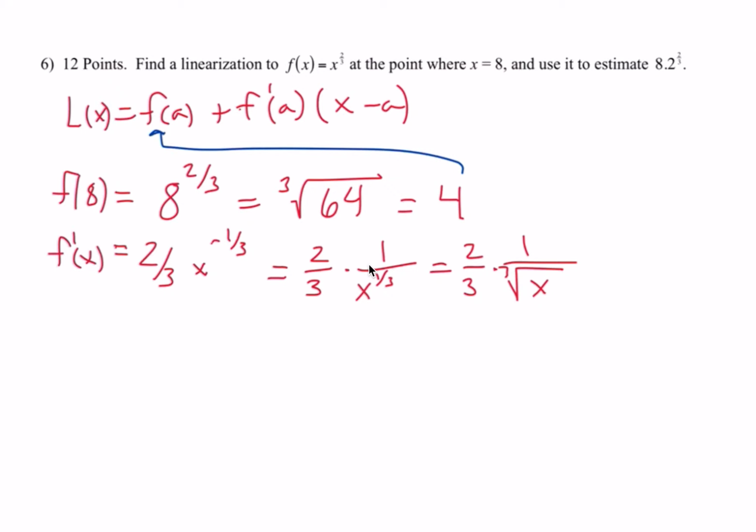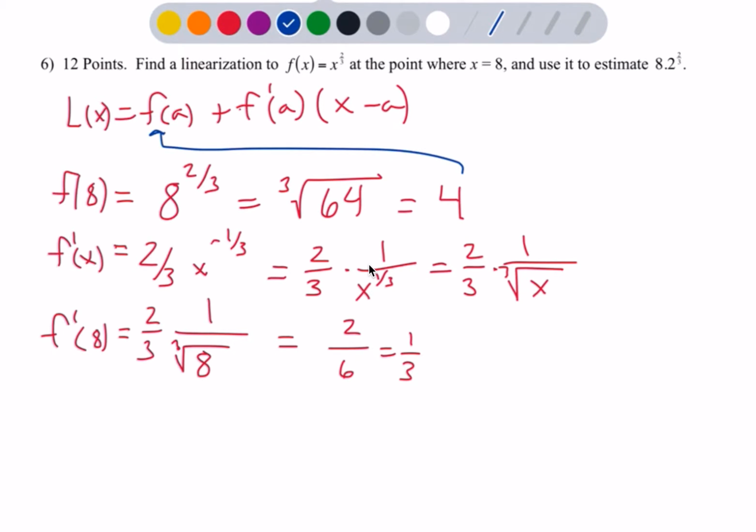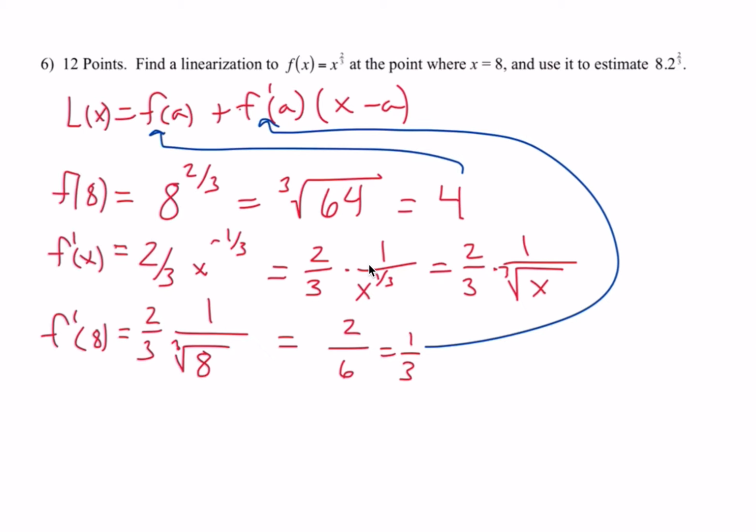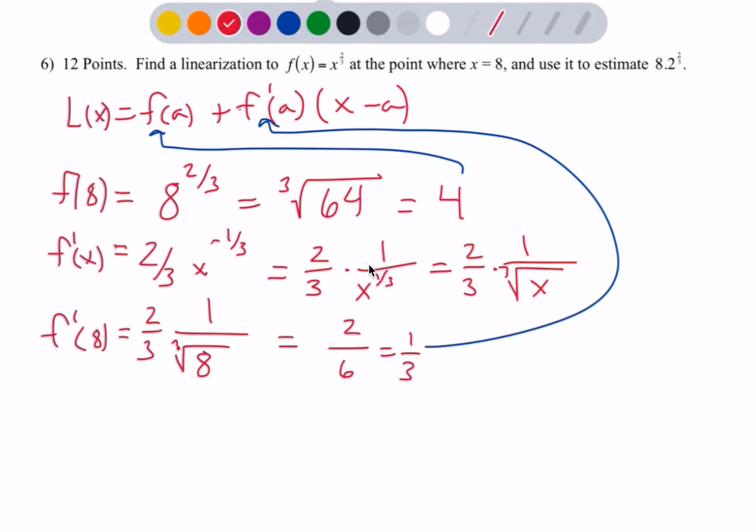So if we plug in 8 again, we're looking at 2/3 of 1 over the cube root of 8. And here we've got 2 times 2 times 2 is 8, so this one works out kind of nicely. We'll have 2 over 6, so 1/3. Alright, plug that into our formula also. And then we should be ready to go.